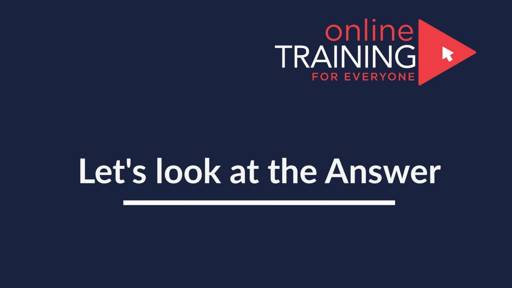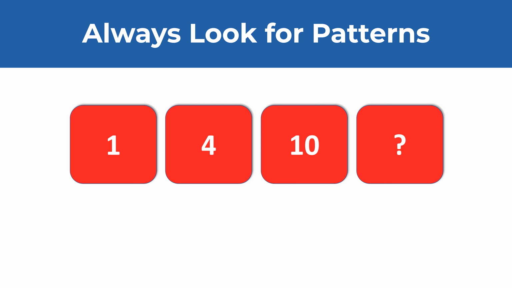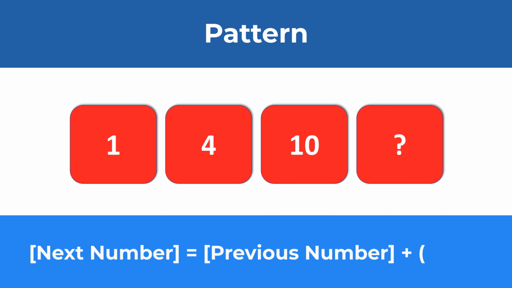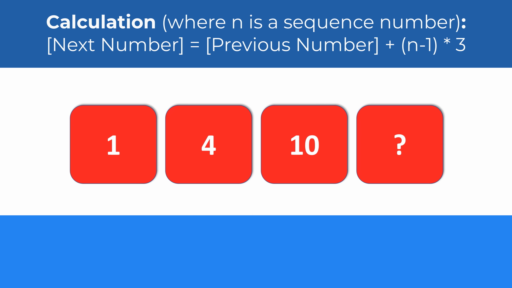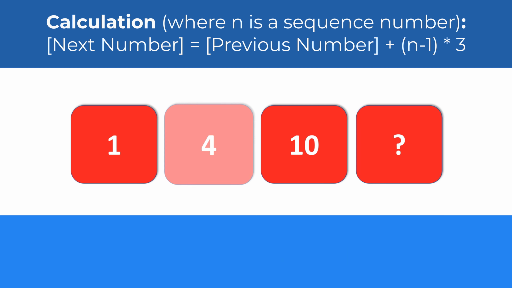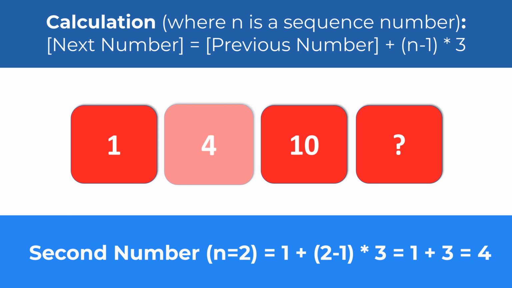As usual, my advice to you, always look for patterns. And the pattern in this case is that the next number is calculated as the previous number plus the sequence number minus 1 in parentheses, multiplied by 3. So to calculate the missing number, let's walk through the sequence. The first number in the sequence is 1. Second number, where sequence number is 2, can be calculated as previous number 1 plus, in parentheses, 2 minus 1, multiplied by 3, which is 1 plus 3 equals 4.